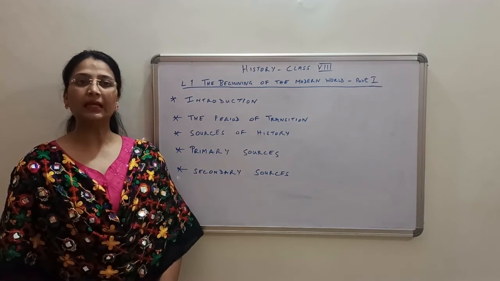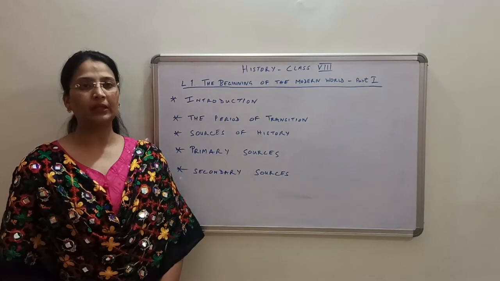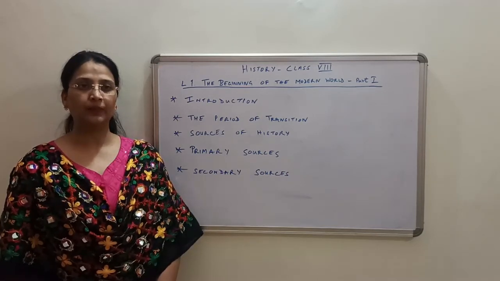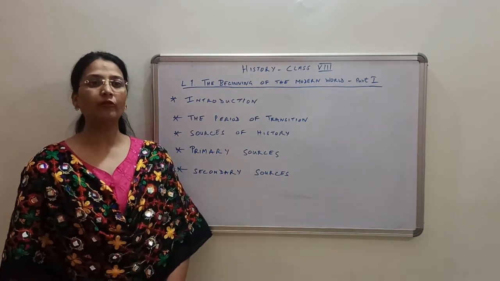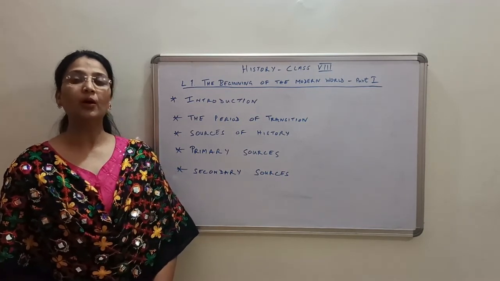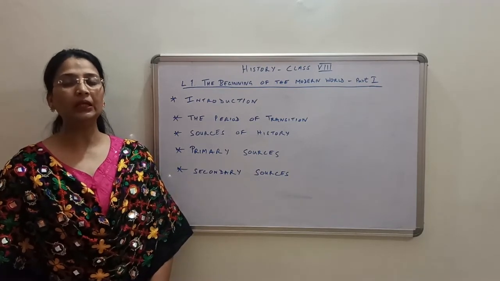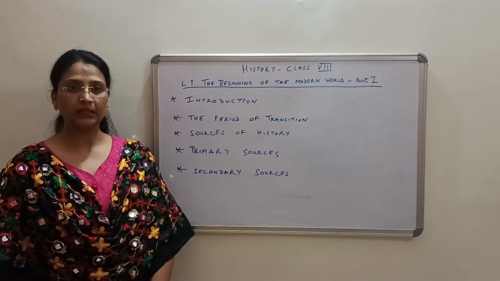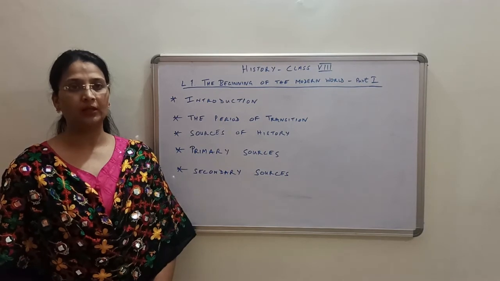It was in the late 18th century when the East India Company established its rule in India. This event marks the transition of India into the modern period. This happened in 1859, that is in the mid-19th century.